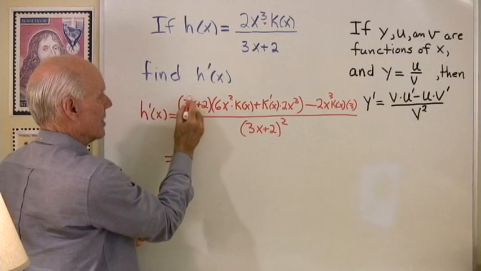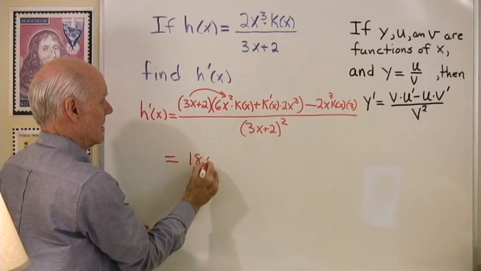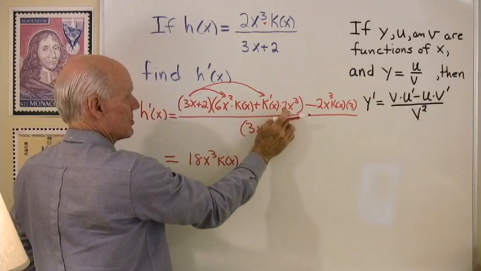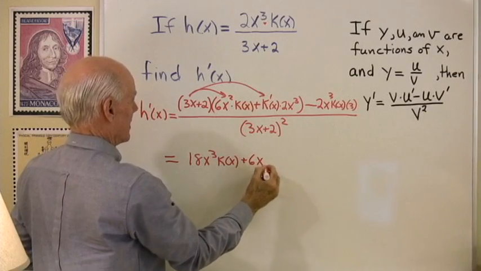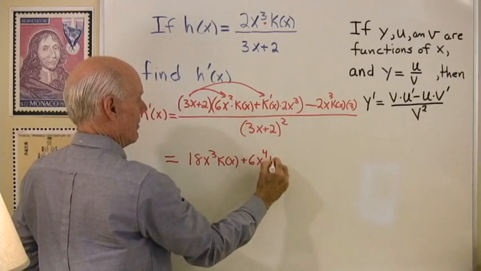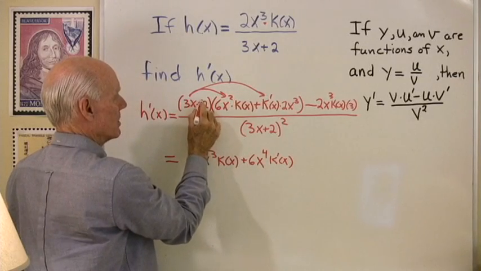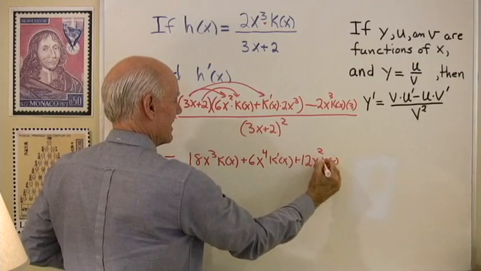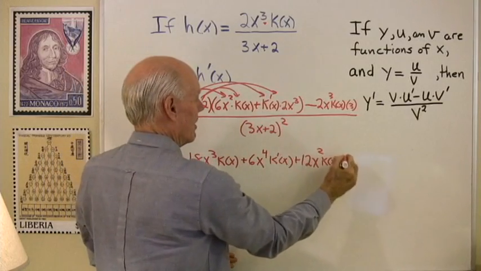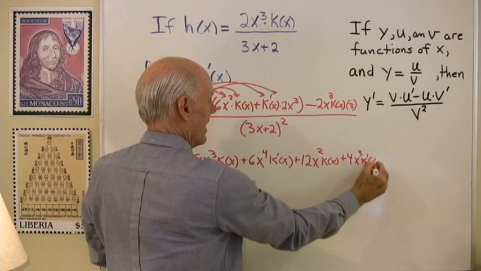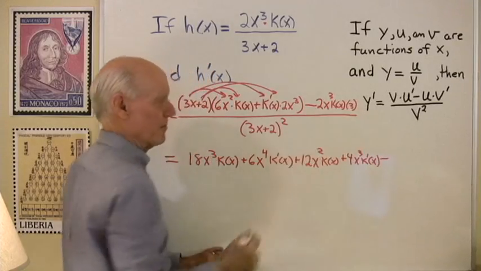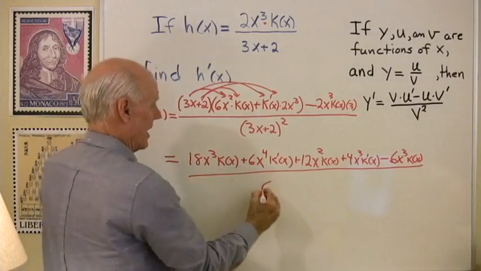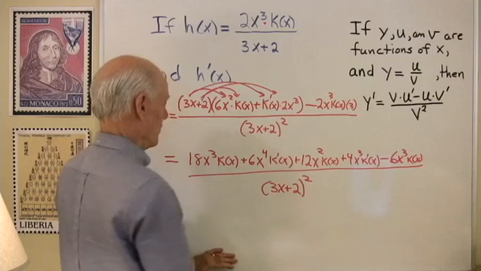Let's see what we can do here. I'm going to take 3x and multiply times this term, so I'm going to have 18x cubed times k of x, and then I'll take 3x times this term. 3x times 2x cubed is going to be 6x to the fourth times k prime of x, and then I'll take my 2 times this first term right here, so plus 12x squared k of x, and then 2 times this term right here, so I'll have 4x cubed k prime of x minus, I can simplify this a little bit, 6x cubed k of x. And all of that is divided by 3x plus 2 quantity squared.